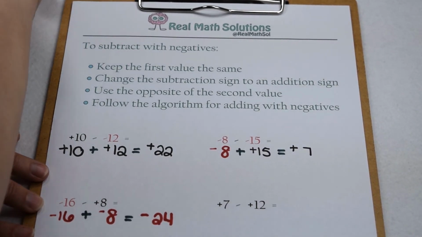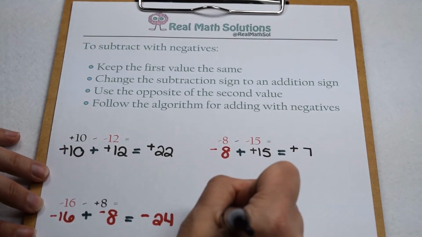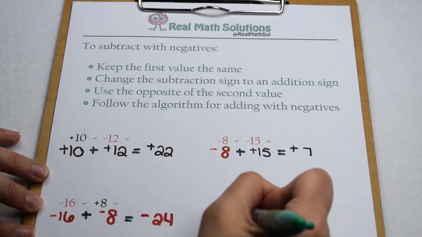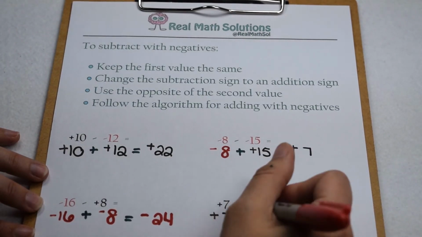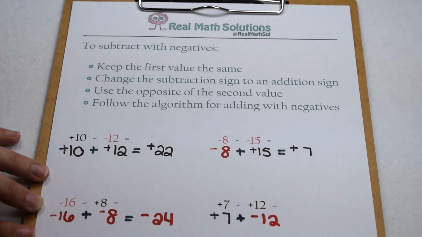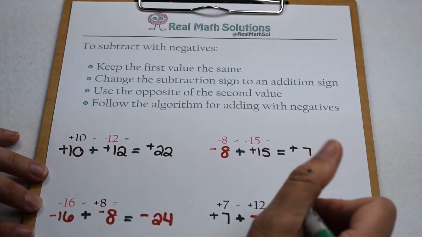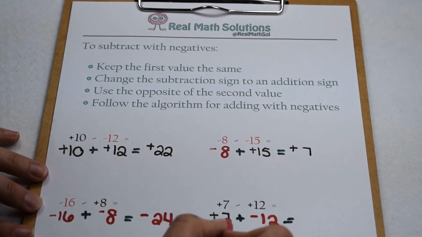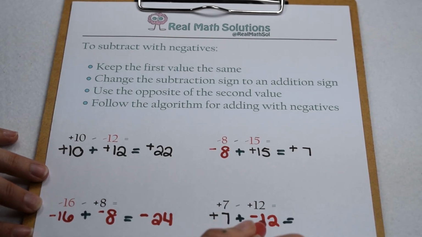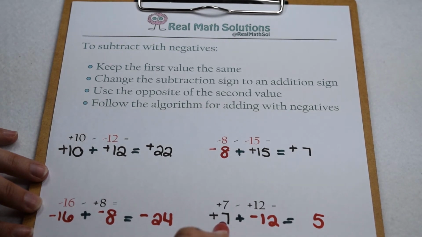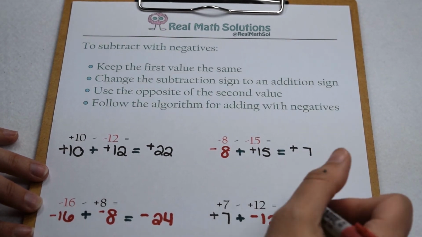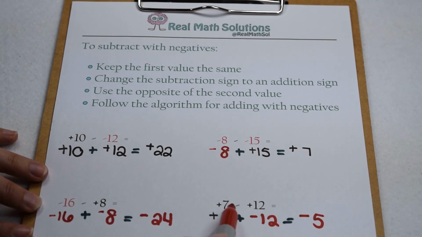On our last example, our positive 7 is going to stay the same. Our subtraction sign is going to change to an addition sign, and from there, I need to take the opposite of positive 12, which would be negative 12. Now I can follow my rules for adding with negatives. Since positive 7 and negative 12 don't have the same sign, I actually need to find their difference. The difference of 7 and 12 comes out to be 5. Since 12 has a greater absolute value than 7, I'm going to use my negative sign on the solution. So positive 7 minus positive 12 gives me a solution of negative 5.